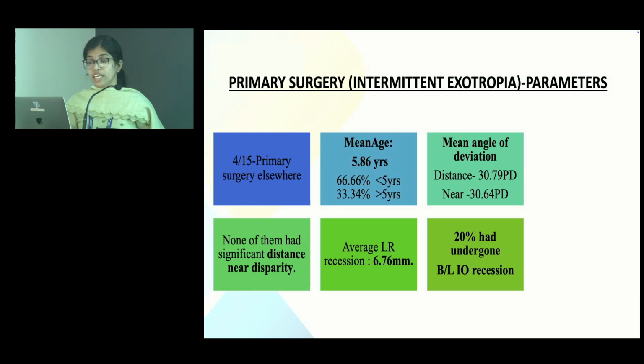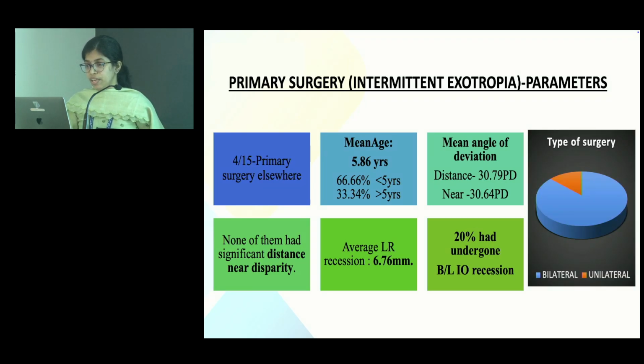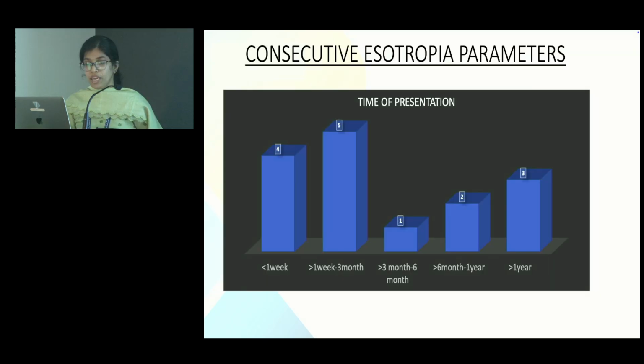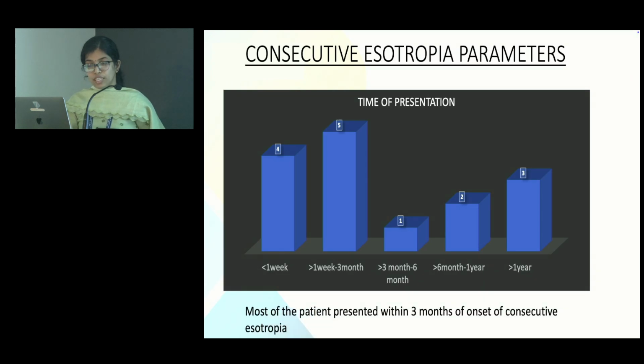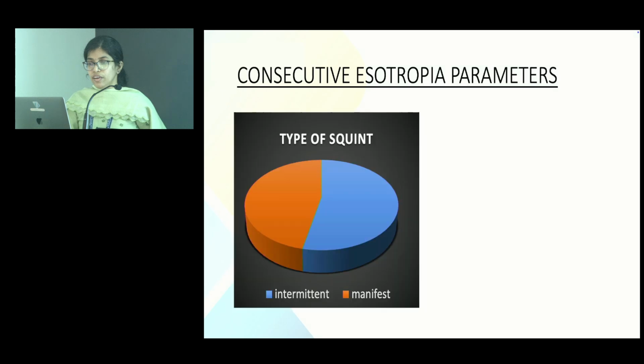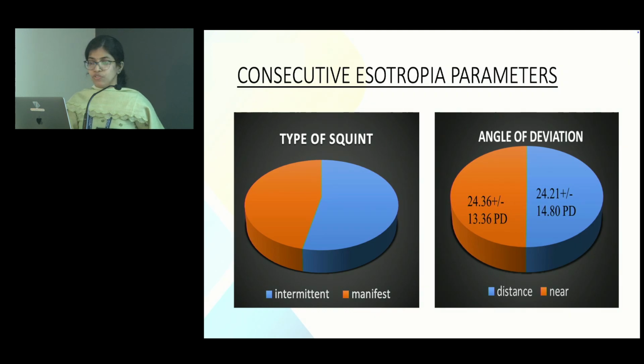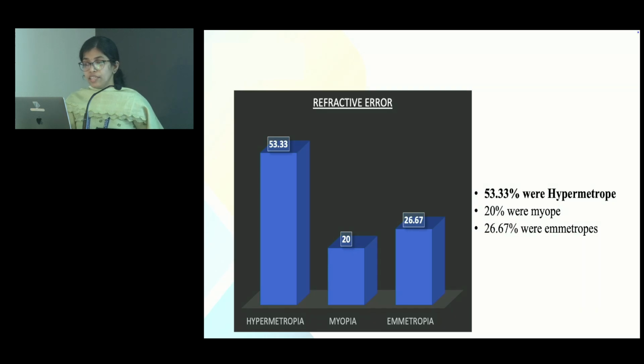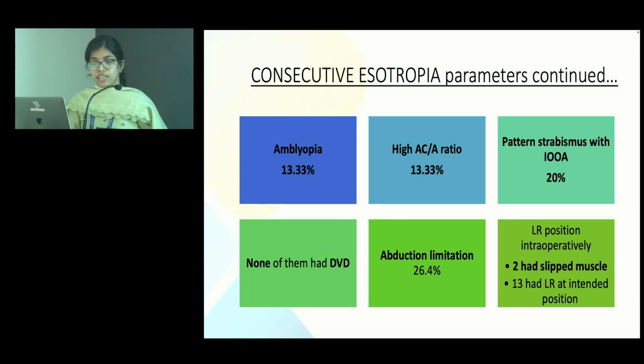20% had undergone bilateral inferior oblique recession along with the primary surgery, and the majority had undergone bilateral lateral rectus recession rather than a unilateral recess-resect procedure. Coming to the consecutive esotropia parameters, the majority of the patients presented within 3 months of onset of consecutive esotropia, and most of them had an intermittent squint and a manifest squint, and angle of deviation was almost similar for distance and near. Coming to binocular single vision, 20% had diplopia and 40% were suppressed, and hypermetropia predominated, followed by emmetropia and myopia, and 13.33% had amblyopia, and 13.33% had high AC/A ratio.